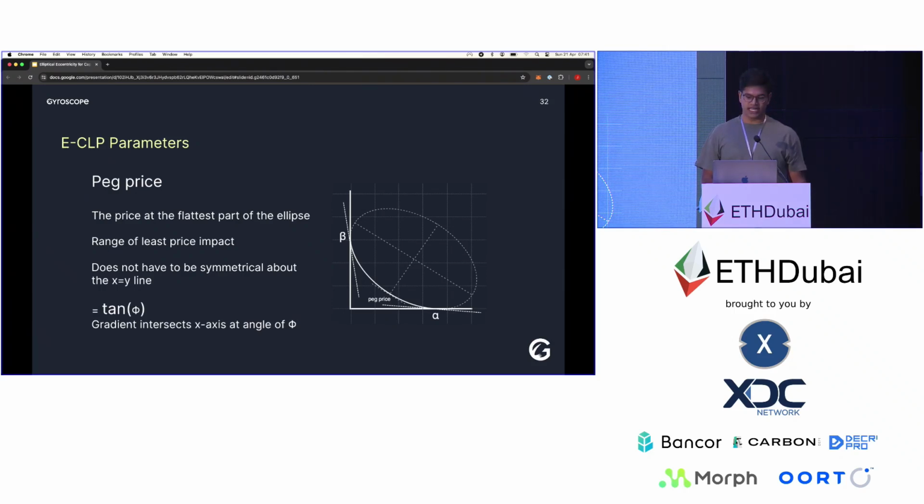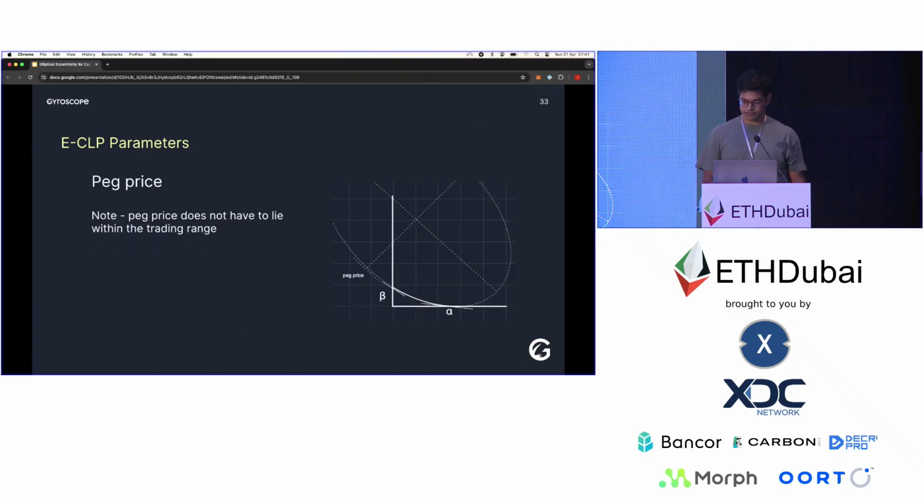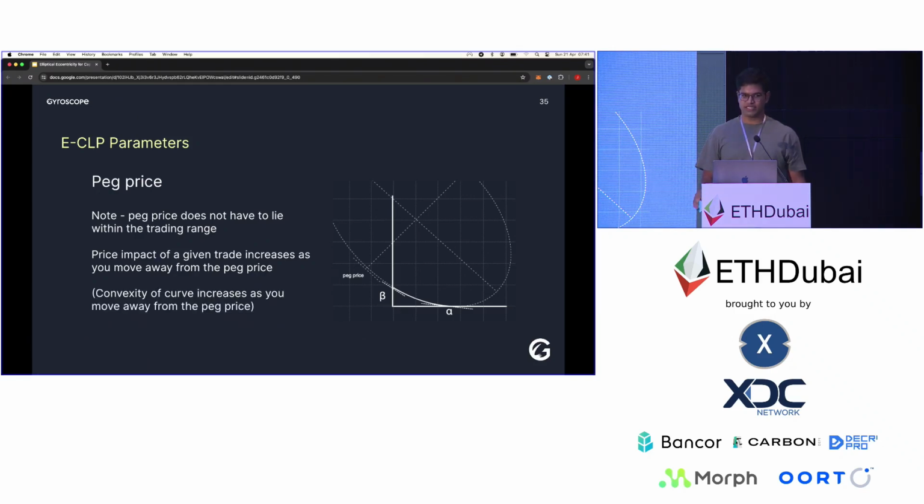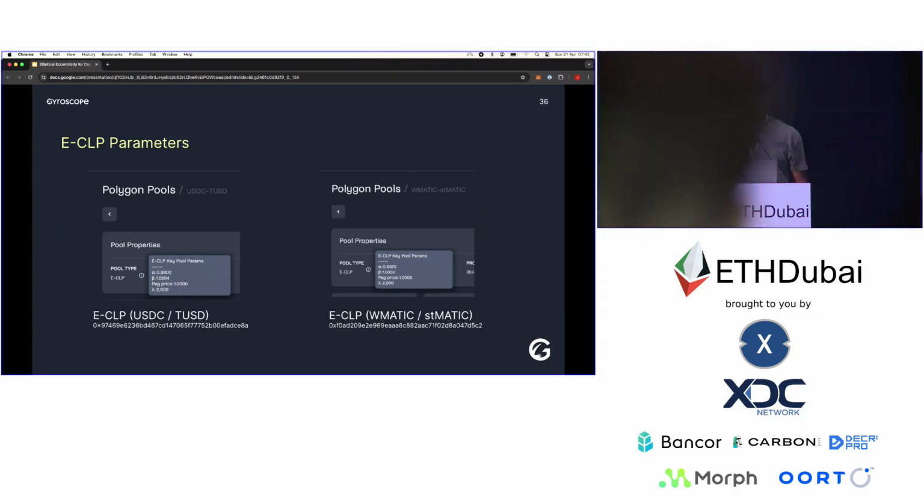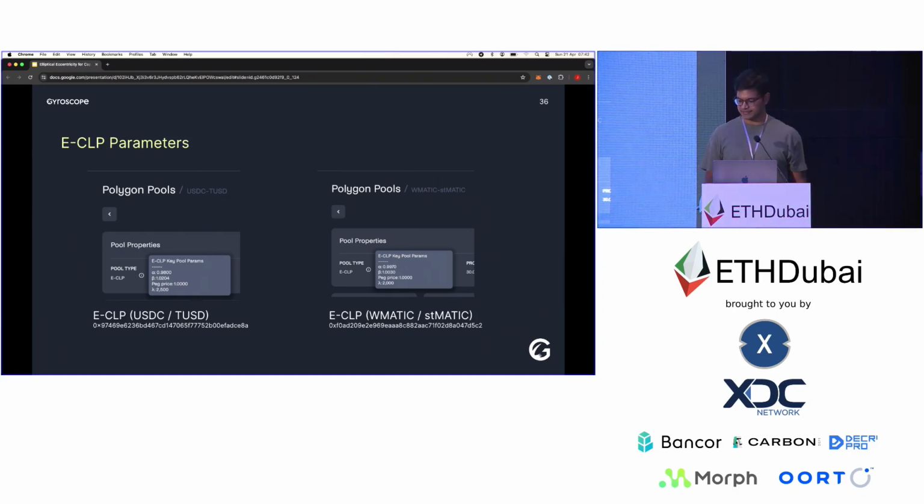Mathematically, the peg price is calculated as the tan of the rotation angle phi. To see this, note how the peg price gradient line, when extended, creates this angle phi with the x-axis. Interestingly, the peg price doesn't even have to lie within the trading range. In this case, the price impact of a given trade increases as you move away from the peg price. In other words, the convexity of the trading curve increases as you move away. This can be useful where you want most of the liquidity focused at one end of the trading range. Okay, so now you can understand the key parameters in our UI for the ECLPs: alpha and beta are the price constraints, the peg price, and lambda the stretch factor.